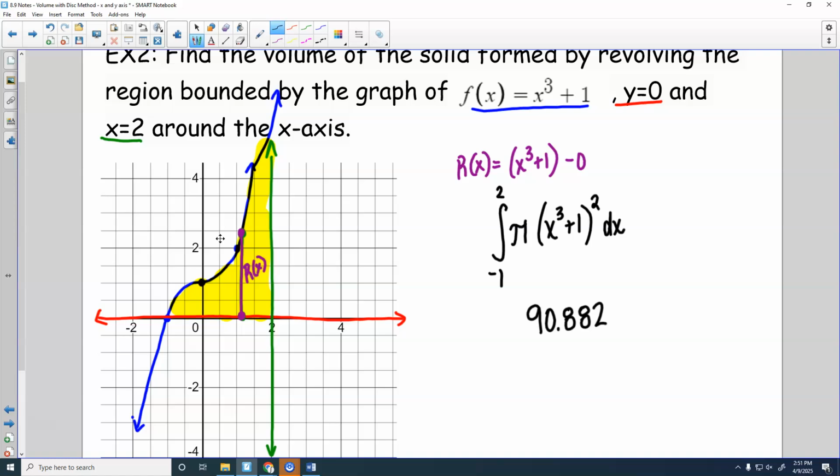Okay, questions there? It's pretty similar to what we were doing. It's just our S is now our R of X, and it's always pi R squared for these.